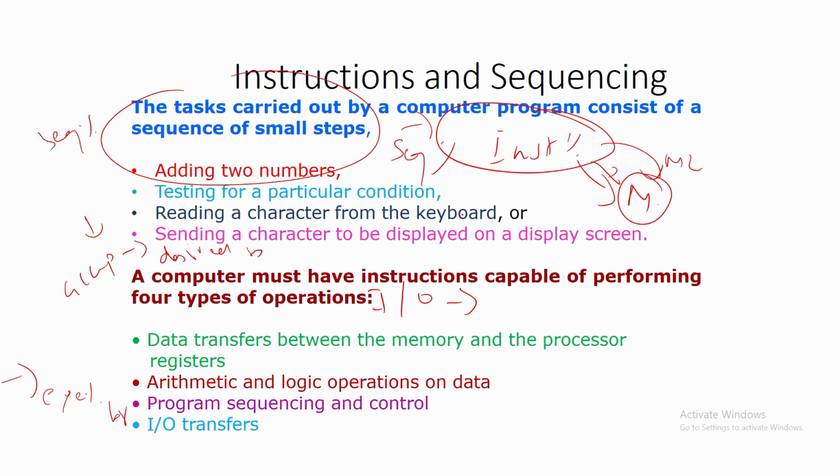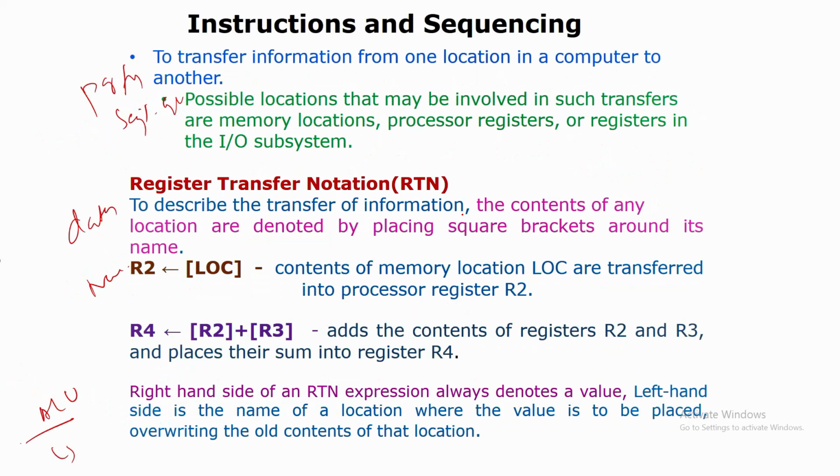Program sequencing and control determines the execution order of the instructions by using a looping mechanism or a branching mechanism. The final category is IO operation, which enables communication between the processor and peripherals. Together, accomplishing these four operations gives us the instruction set architecture for a processor.